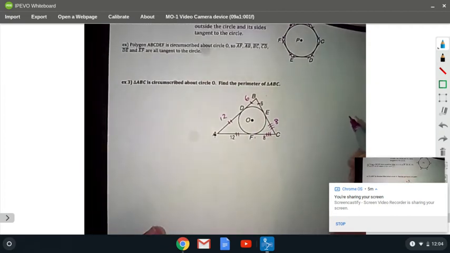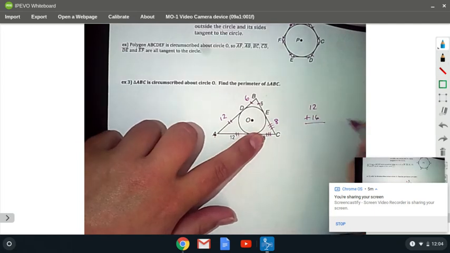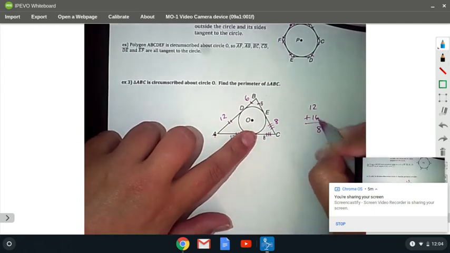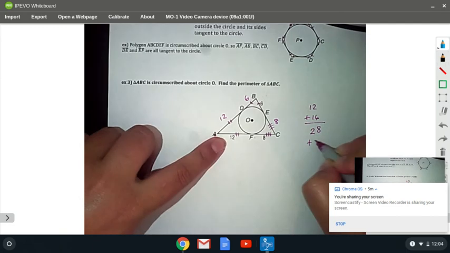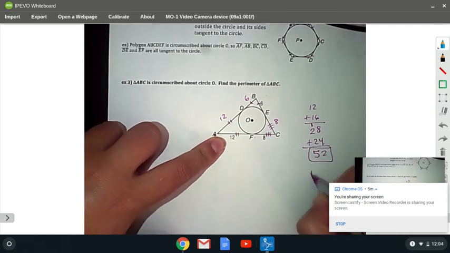I can now find the perimeter. 6 and 6 is 12. 8 and 8 is 16. I'm going to add those to get 28. And then I have 12 and 12 is 24. 8 and 4 is 12. Carry the 1. I get 52 for my perimeter.